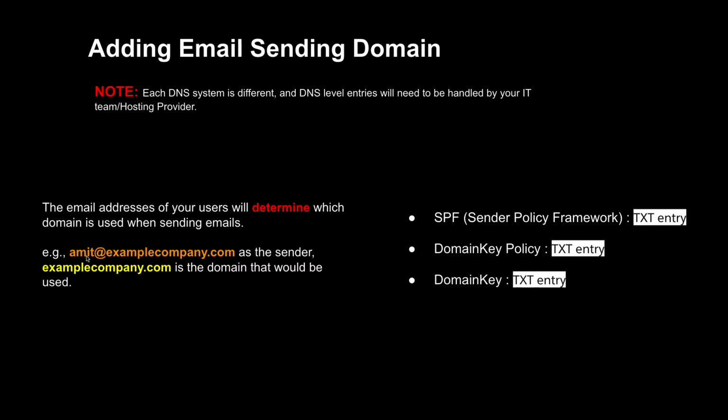Such that if the email of a user is amit@examplecompany.com as a sender, then whatever is there after the @ symbol should be the domain you add as an email sending domain in Pardot. It could be any number, one or two. It depends upon your organization's needs or requirements and how many different email sending domains you want. You can configure that. Next thing is setting up this DNS level entry.